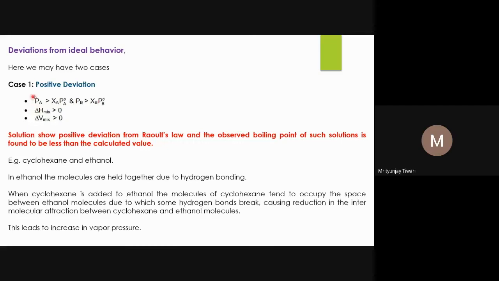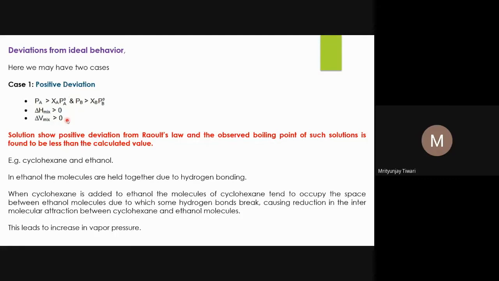But suppose the actual observed vapor pressure, or the experimentally obtained vapor pressure, is greater than the theoretically calculated vapor pressure. How will you calculate it theoretically? From Raoult's law, X_A times P°_A should give you the vapor pressure for the ideal solution. But if this value is less than the actual vapor pressure obtained experimentally, meaning the observed vapor pressure is greater than the theoretical vapor pressure calculated from Raoult's law, then the vapor pressure is more, so this deviation is a positive deviation.